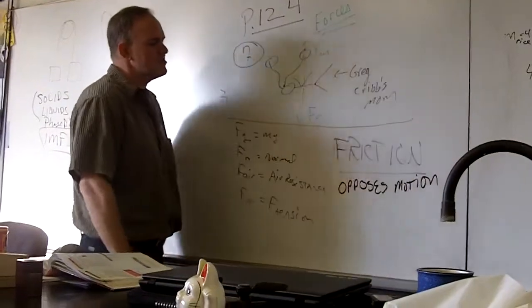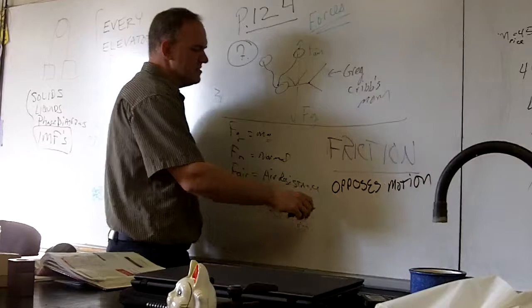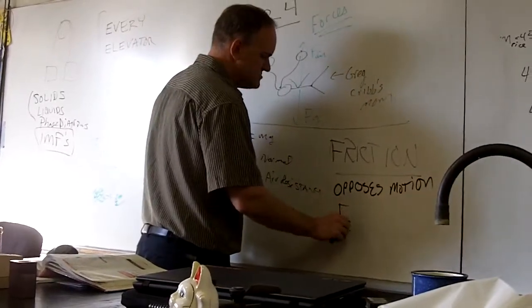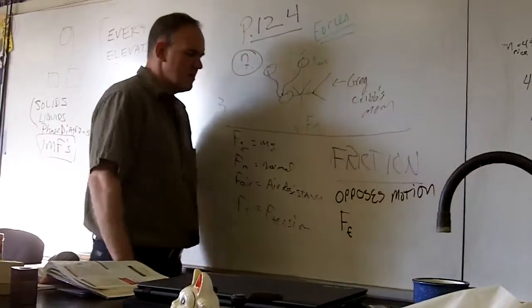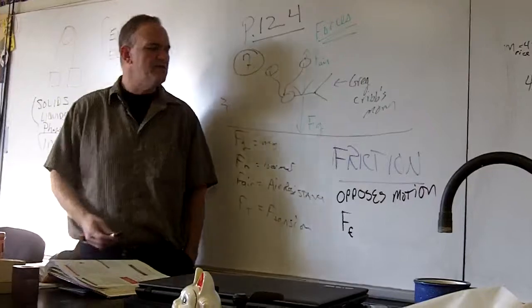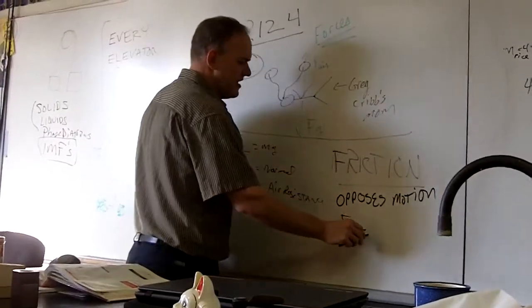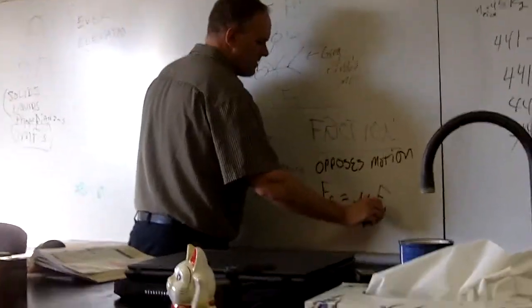And the friction force, if you want to calculate the friction force, which by the way, F sub F is, what's an F? If you want to calculate the friction force, there's a way to do that. The formula is F sub F equals mu times F sub n.